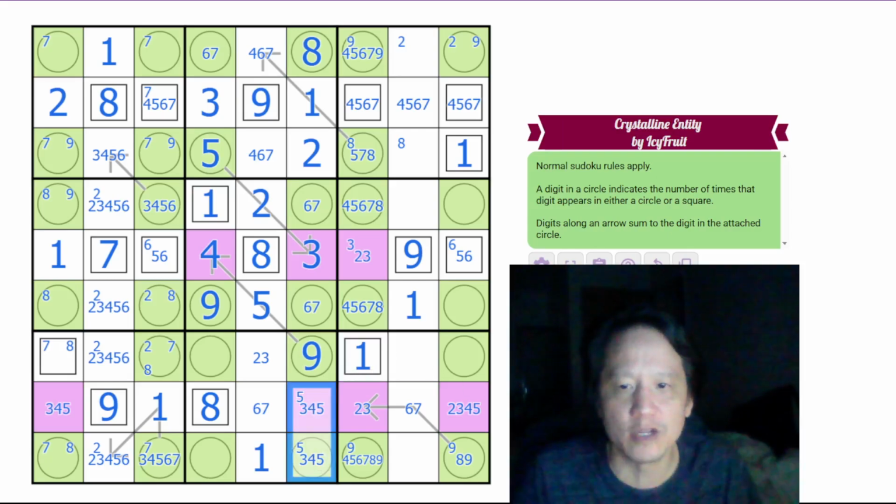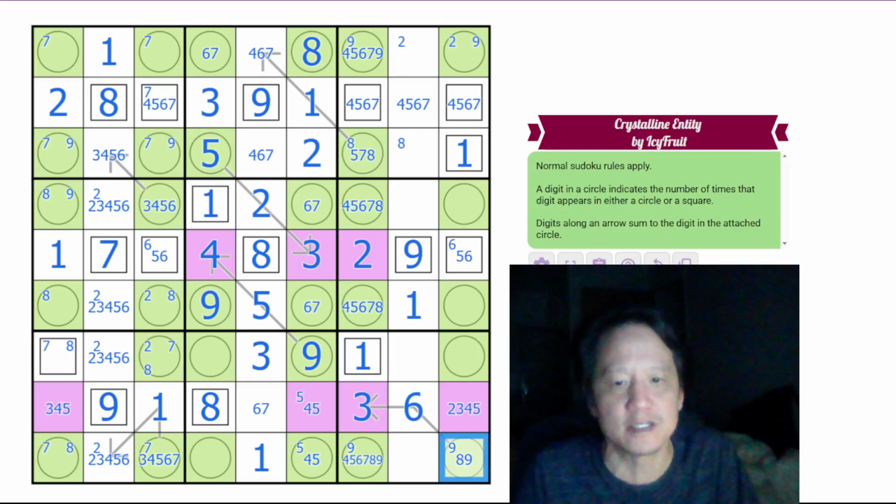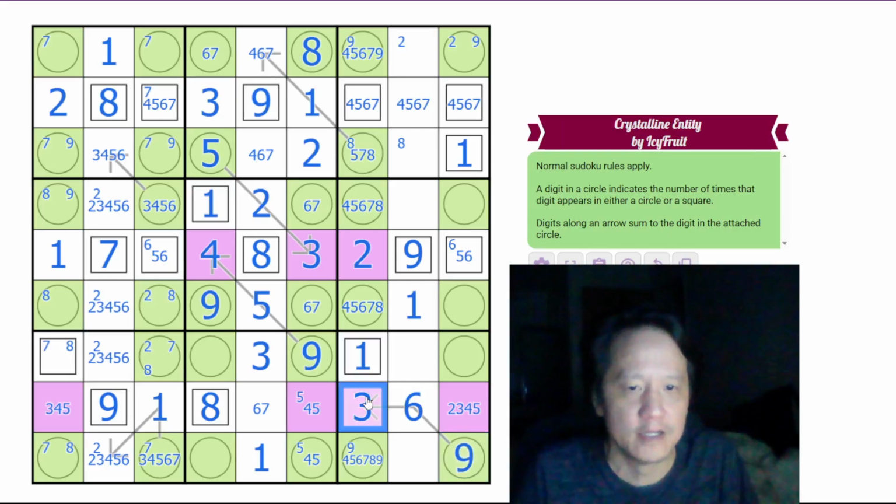These can't be 3 anymore. This 2 eliminates 2 here, so this is a 3. 3 eliminates 3 here, so that's 2, which means this can't be 2. This is 3, so this must be 3 and 6 adding up to 9. This 6 eliminates 6 here, so this is 7.